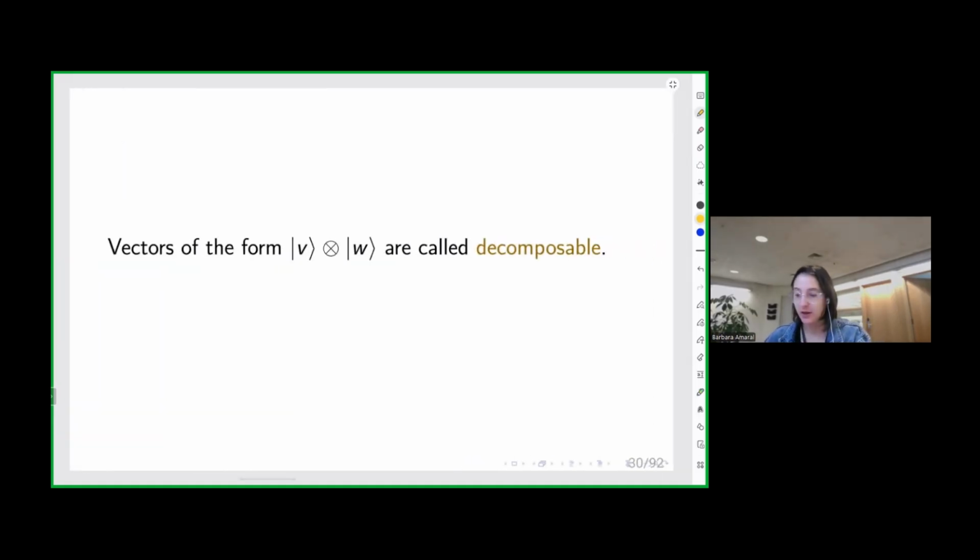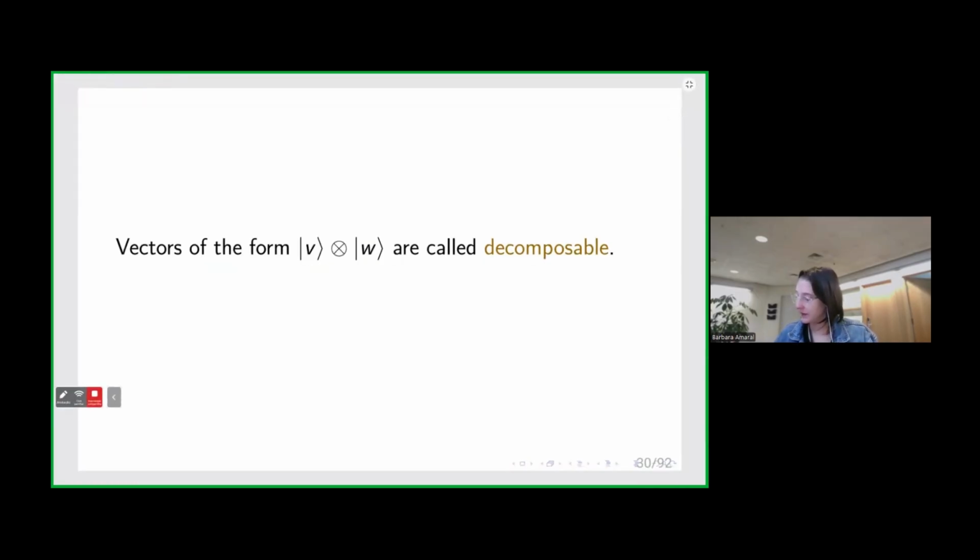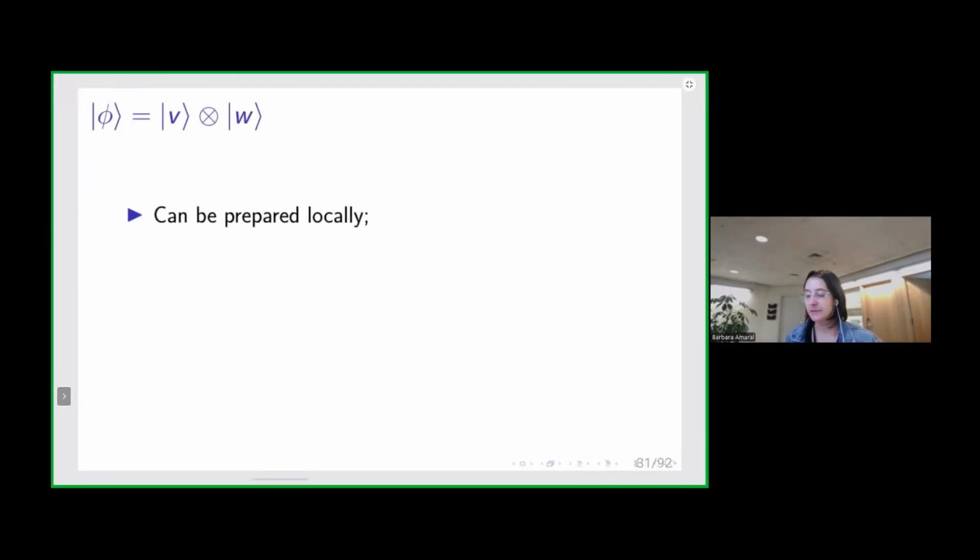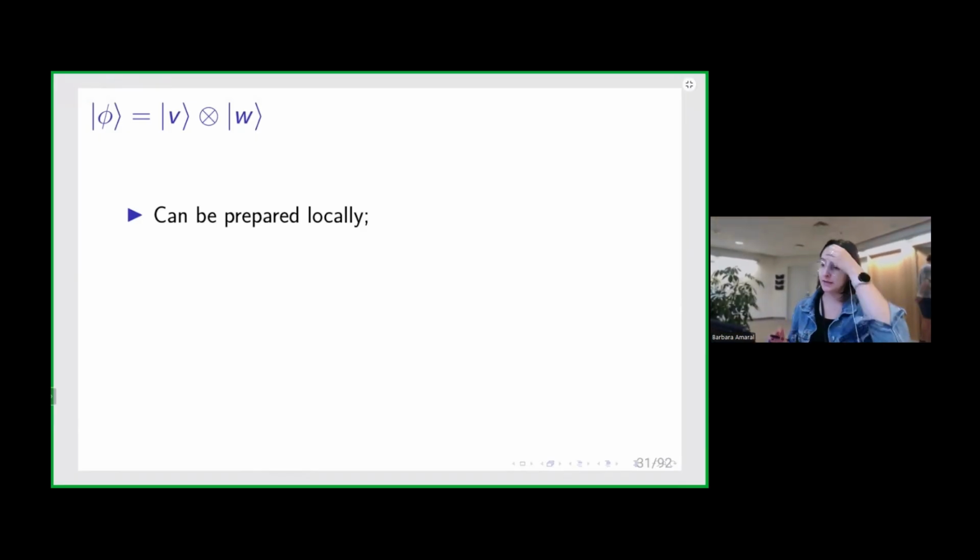So vectors, in mathematics, vectors of this form are called decomposable. So this is the word that we use for this kind of vector in the product. And in terms of the physics of things, this means that these states can be prepared locally, independently. So this is the state of the first qubit. This is the state of the second qubit, independent of each other, no correlation.